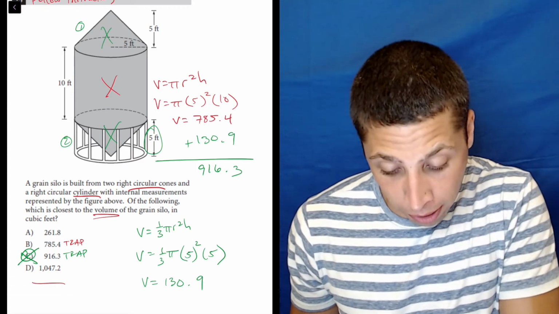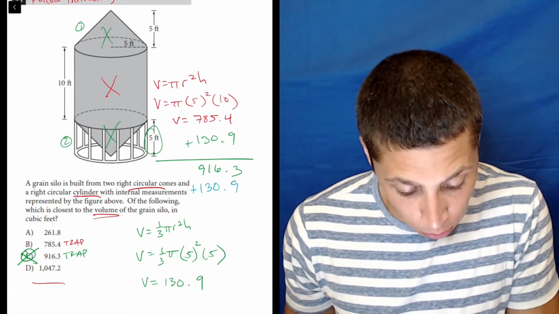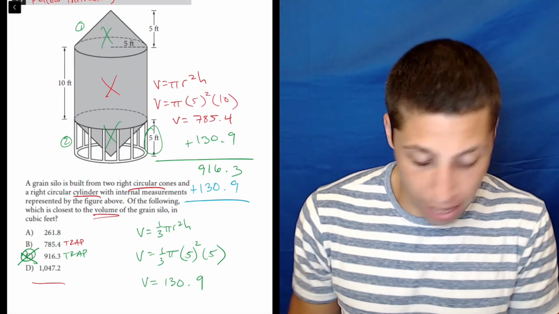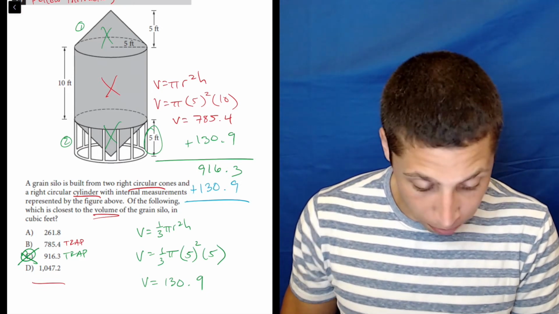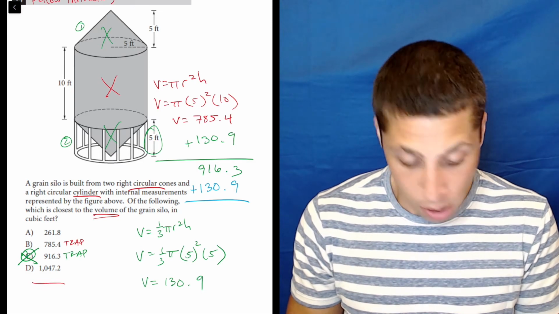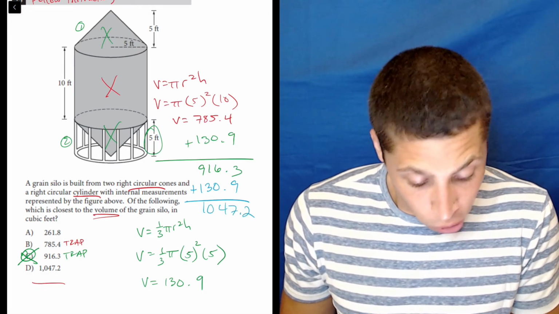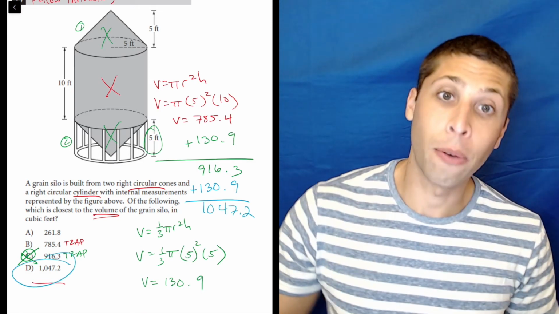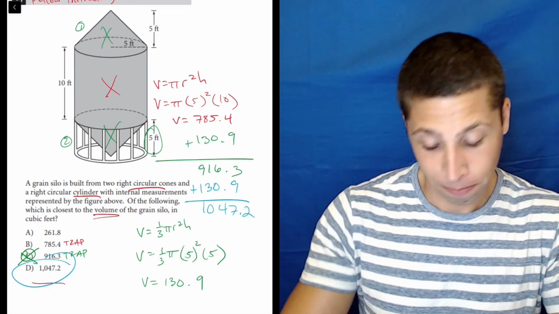So here's my second cone, 130.9, and we can kind of see where this is headed, but 916.3 plus 130.9 is 1047.2, which is choice D, which is the actual answer.